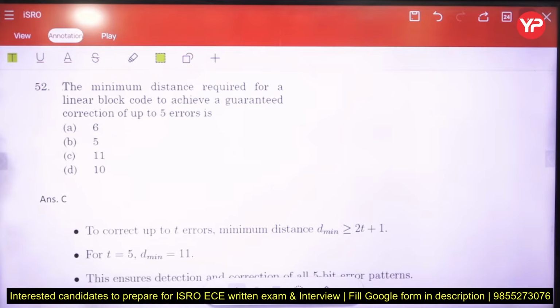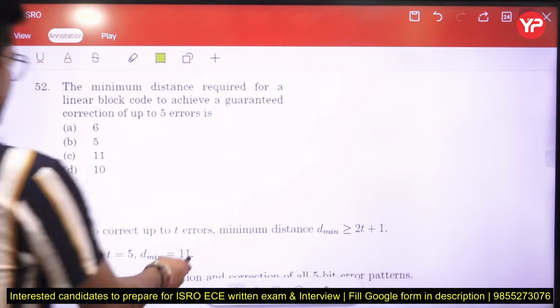The minimum distance required for a linear block code to achieve guaranteed correction of up to 5 errors: the minimum distance should be 2t plus 1, and t will be 5, so the minimum distance will be 11.